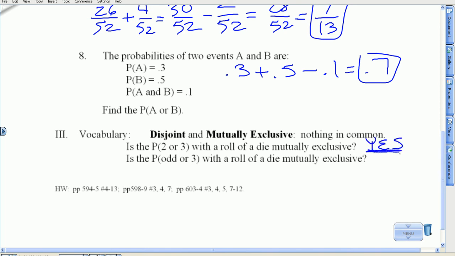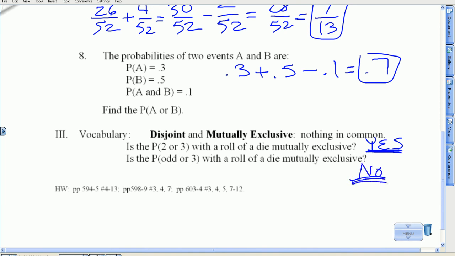Mutually exclusive means you cannot get both to happen. If the probability of getting a 2 and a 3 at the same time is 0, then it should be considered mutually exclusive. Can you get an odd or a 3 with one roll of a die? If you roll a 3, it certainly is odd, so this is not mutually exclusive.